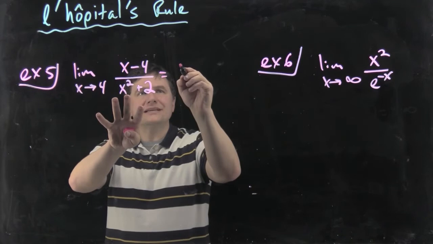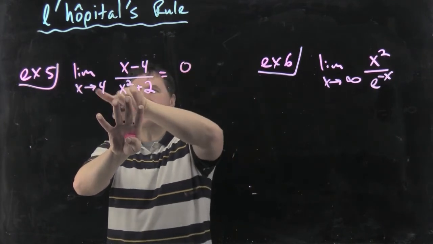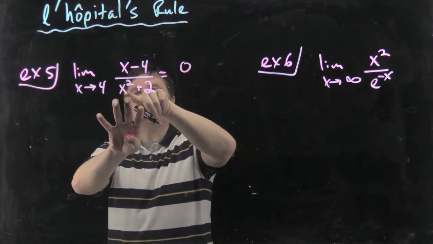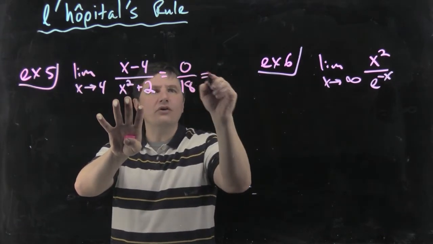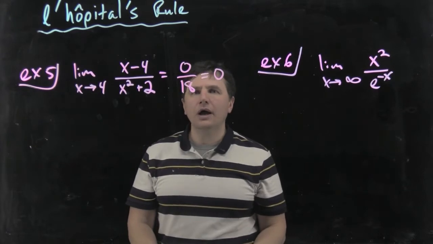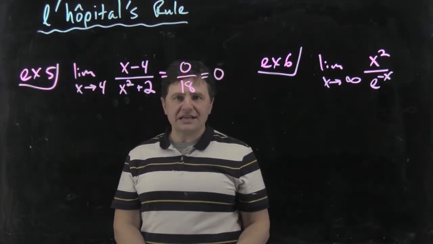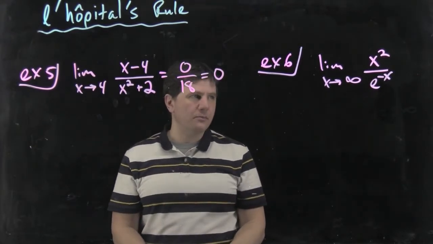If I plug 4 into the top, I get 0, but be careful, I plug 4 into the bottom, I'm getting 16 plus 2, that's 18. I'm not applying L'Hopital's. 0 over 18 is 0. Okay, so you've got to watch out for that. You always got to test that, and as I talked about, those preconditions are very important.